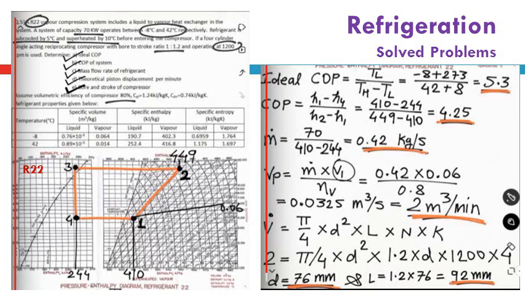After solving this equation, we can get that the bore of this cylinder is equal to 76 millimeters after transforming it from meter cube. Then we can estimate the stroke on the basis of the diameter of the bore by multiplying 1.2 by 76 millimeters, to get that the stroke of the cylinder used inside this compressor is equal to 98 millimeters.